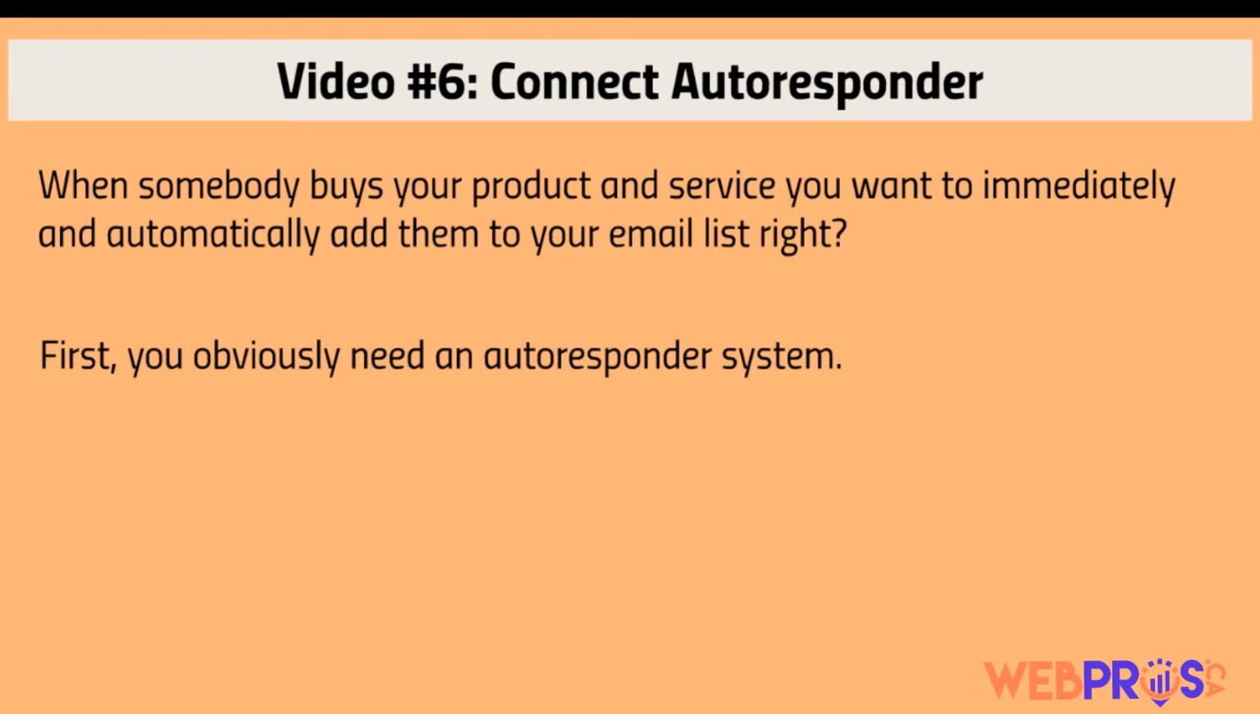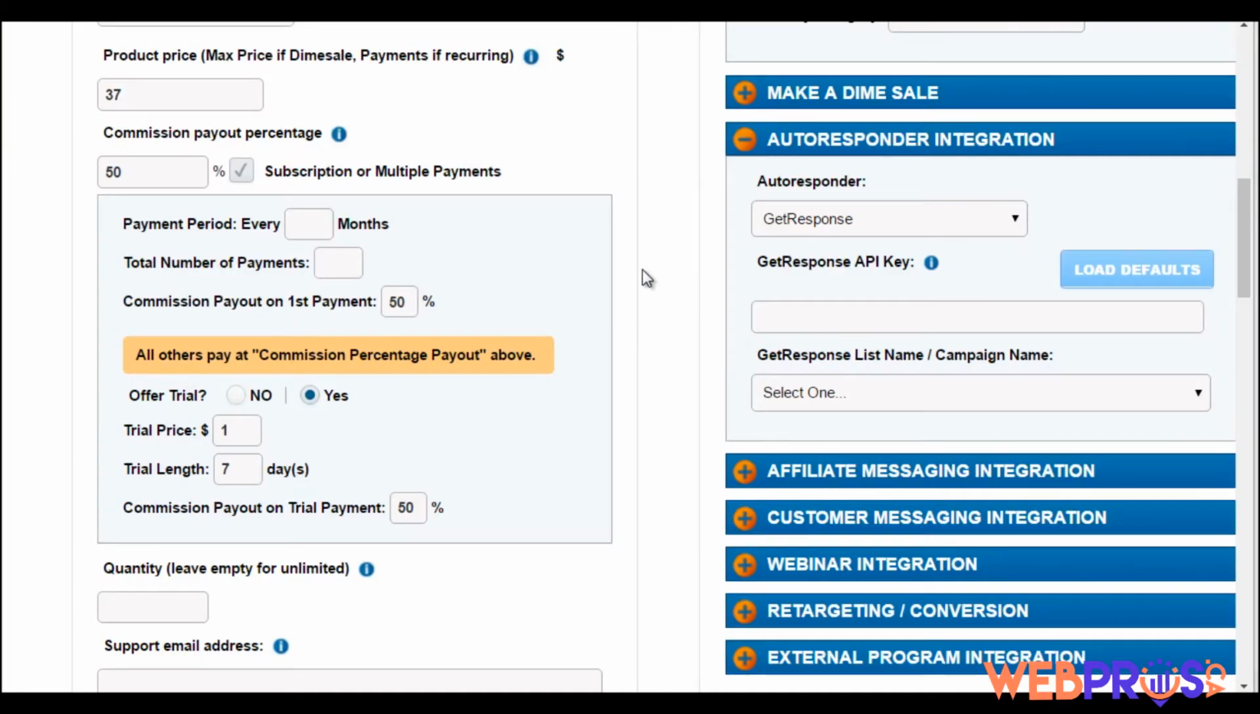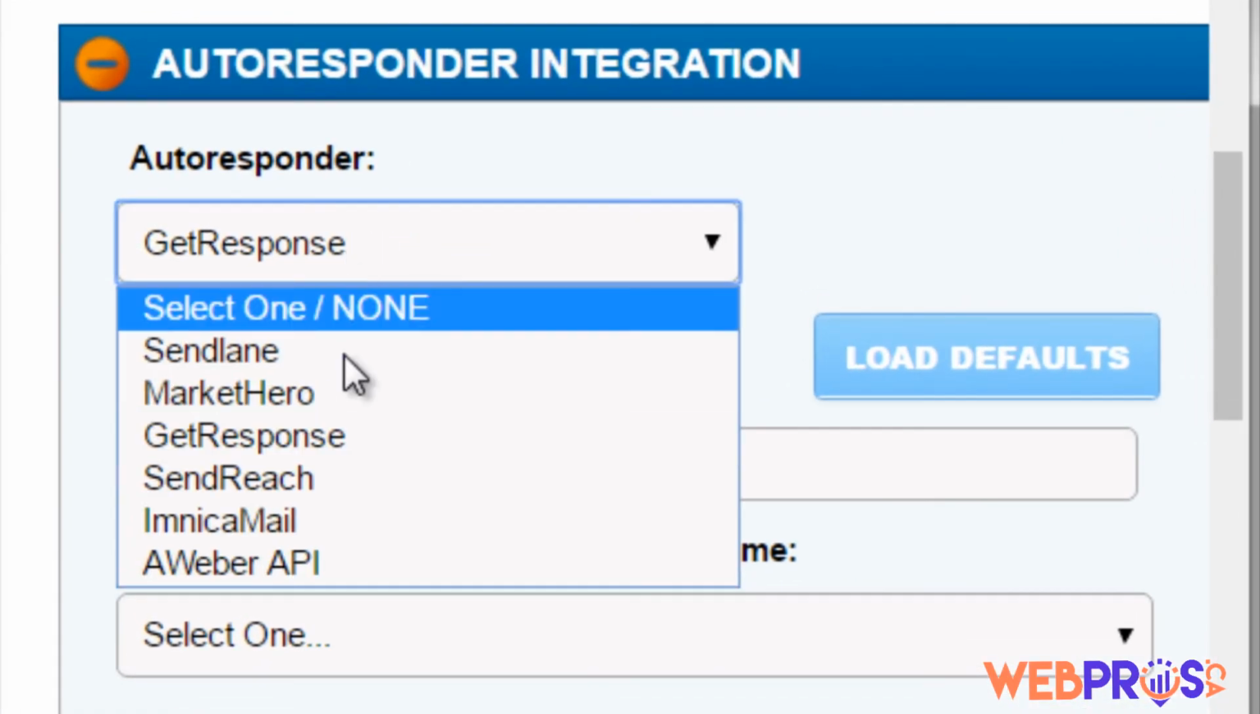So first, you obviously need an autoresponder system. But before we discuss that, let's take a look at the JVZoo platform and see which ones are compatible and what you need to do to connect them and what information you need to do just that. Okay, so if we refer back to our edit product details and you go under the autoresponder integration, you can see the ones that are compatible.